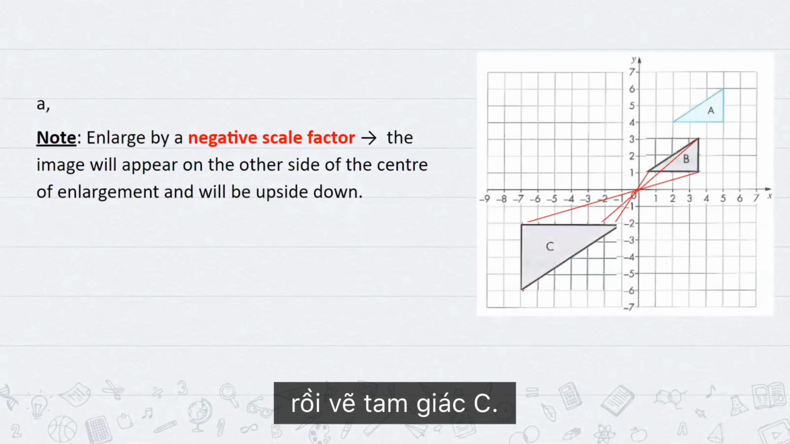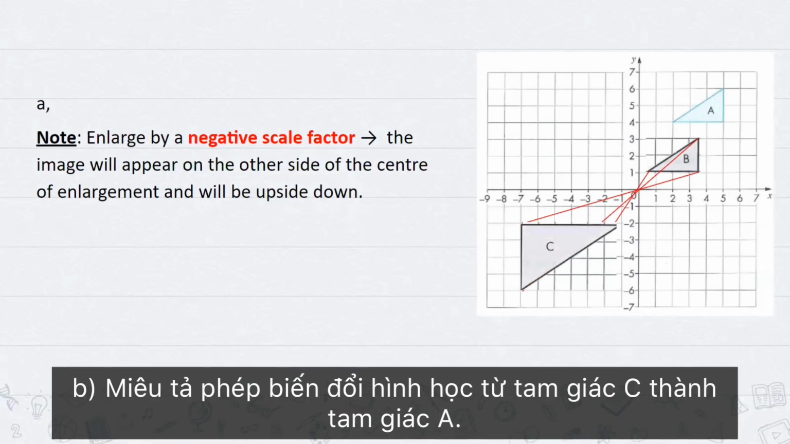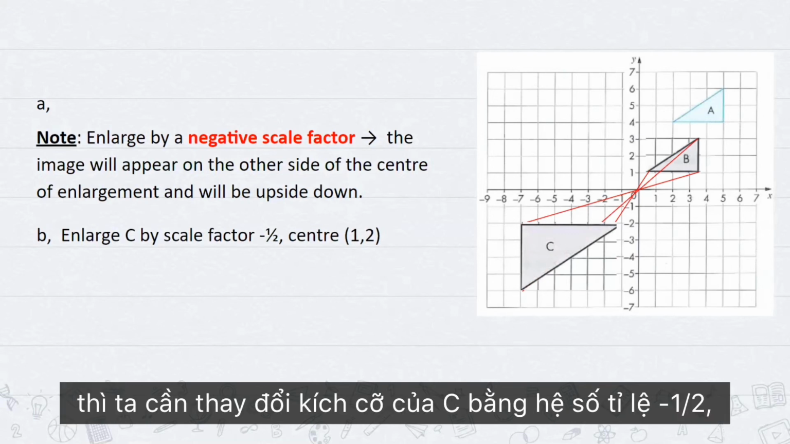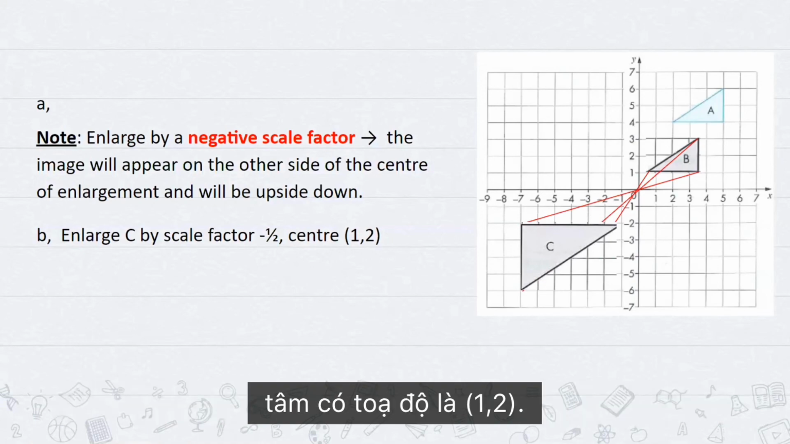And we connect them to draw triangle C. And B, describe fully the single transformation that maps triangle C onto triangle A. The transformation that maps triangle C onto triangle A is an enlargement of C by a scale factor of -1/2, with the center at the origin.